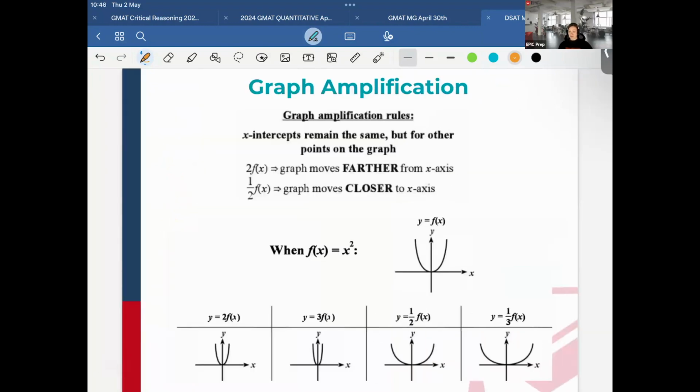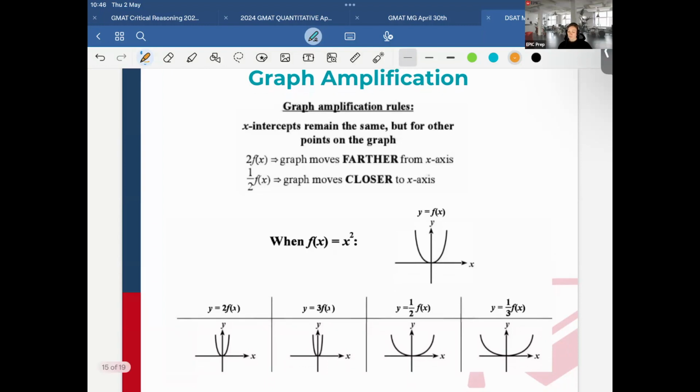Graph amplification rules. Remember, the final 3 questions of the exam are usually pretty tough and difficult. Graph amplification can appear. It's not on every SAT exam, but I heard it was on a recent SAT exam and could be on this one. So you should know the rules. Remember, x-intercepts always remain the same.